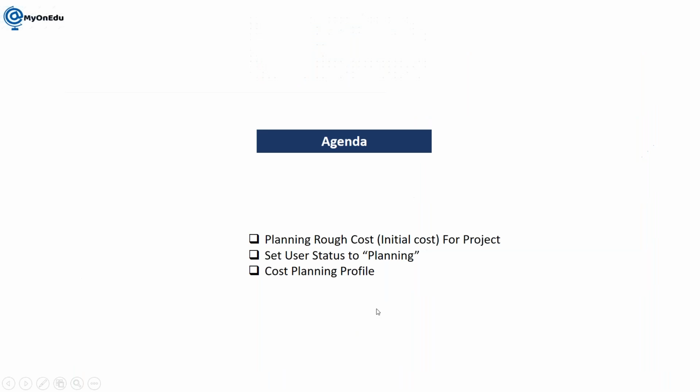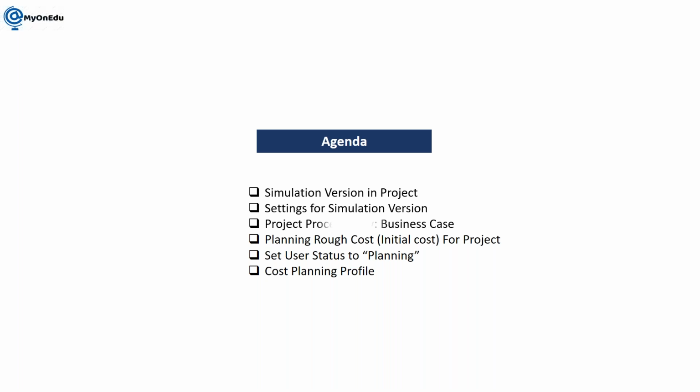So today's agenda is to explain the simulation version in project. Then settings for the simulation version and project process flow business cases. In the business case, I'll let you know how we are proceeding with the approach of implementation, and then we will go for the planning, rough cut cost planning. Then we'll see setting user status for the planning and then the cost planning profile. Apart from that, I'll go through the next project object, that is network and activities. If time permits, then I'll go for that also.